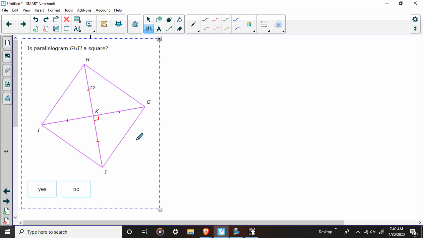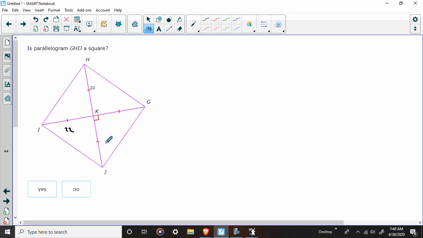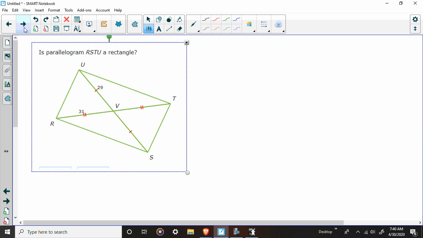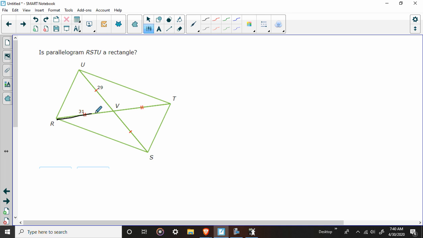Okay, is this a square? Yes, absolutely. This is 22, this is 22, this is 22, this is 22, this is a right angle. Yes, absolutely, that's a square. And is this a rectangle? No. Clearly, your diagonals, right, 29 and 31, which means that this whole thing, 31 and 31, is 62, and this whole thing, 29 and 29, is going to be 58. So no, they're not the same length, therefore it's not a rectangle.